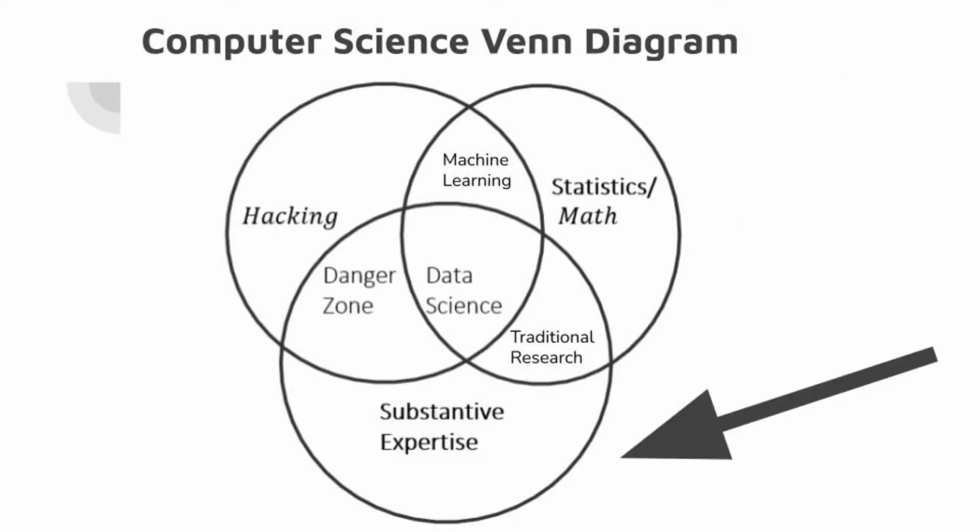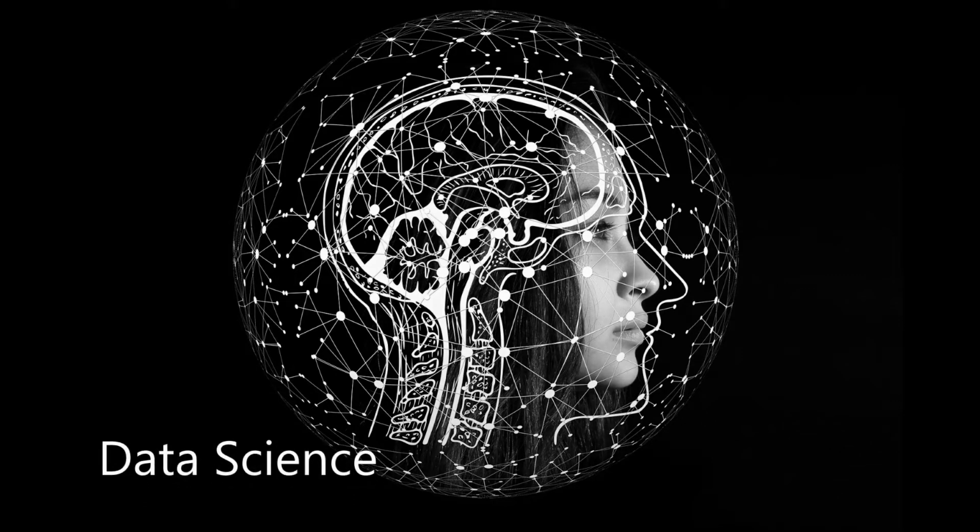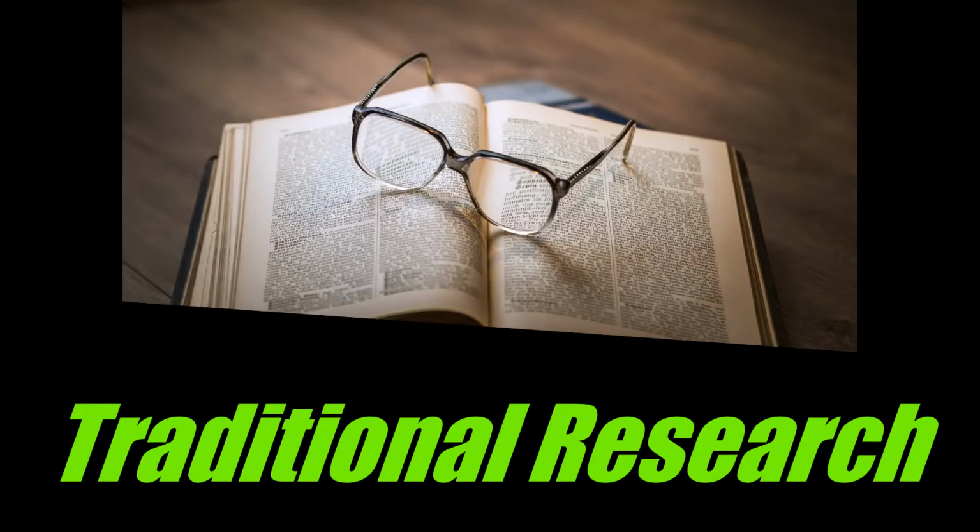Finally, we have substantive expertise. Data science is all about problems. Substantive expertise means we have domain knowledge for the industry that we are solving the problem for. This helps us better understand the problem we are solving. At the end of the day, data science is all about problems, so we need to understand them. As you can see, data science is the combination of all these three skills.